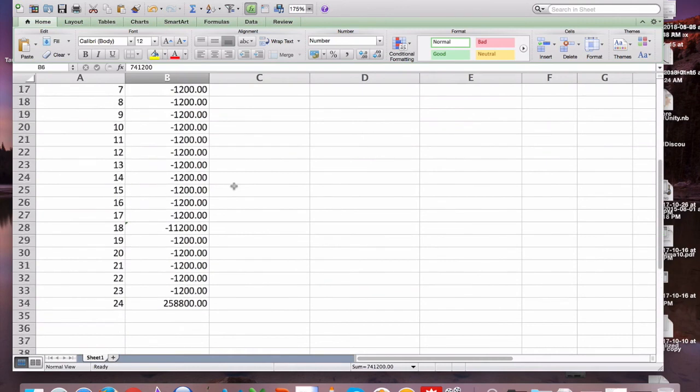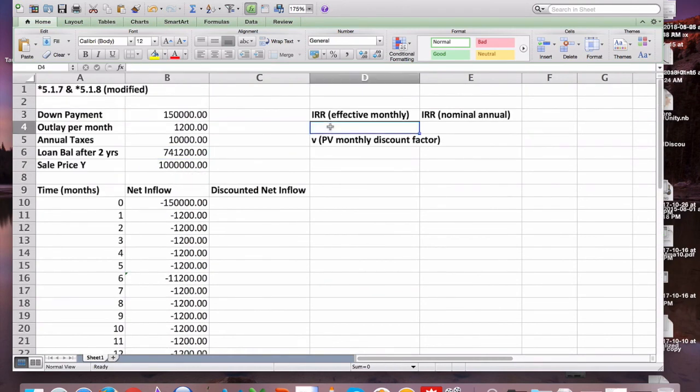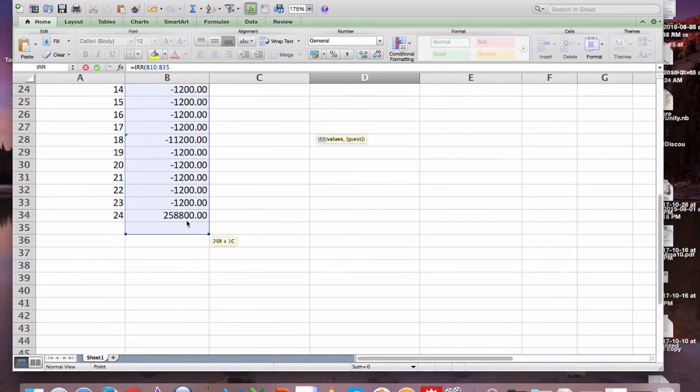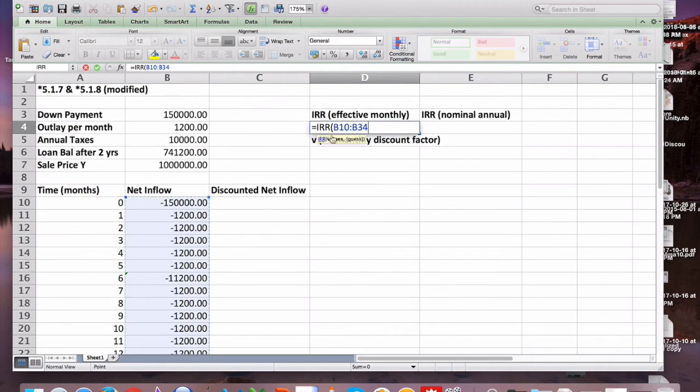All right, we are now ready to compute the IRR as an effective monthly rate, and it's actually pretty easy. Once you've got these net inflows, which combine negative quantities and positive quantities, it's a built-in spreadsheet function. You just type equals IRR, and the syntax here, it's kind of small. If you can see that says values. I need to highlight the values, which are in cells B10 through B34. Notice it typed for me B10 colon B34.